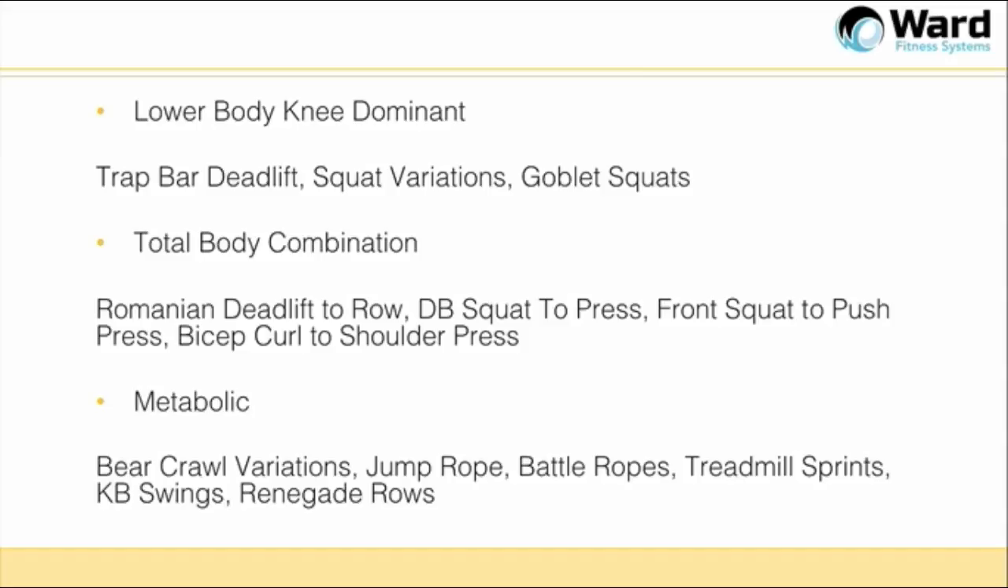The last two are total body combination lifts. So Romanian deadlift to row, dumbbell squat to press, front squat to push press, and bicep curl to shoulder press. And yes, that is direct arm curling, right? We can do some isolation work on the biceps if we combine it with another movement to make it a little more metabolically demanding. And the final category is metabolic. So these are bear crawl variations, jump rope, battle ropes, treadmill sprints, kettlebell swings, renegade rows. And you'll notice an exercise is missing from the metabolic category.